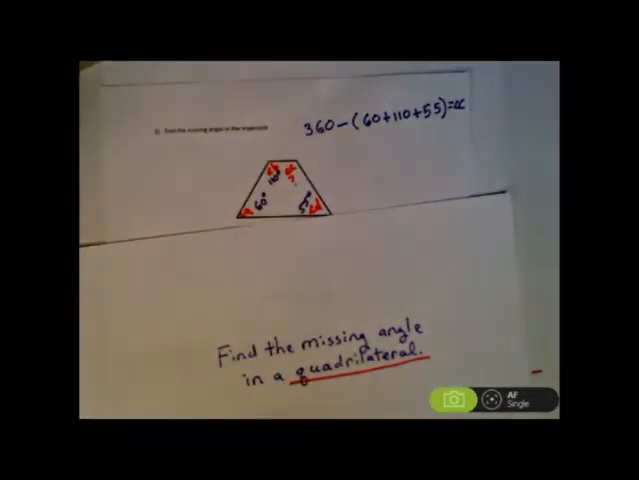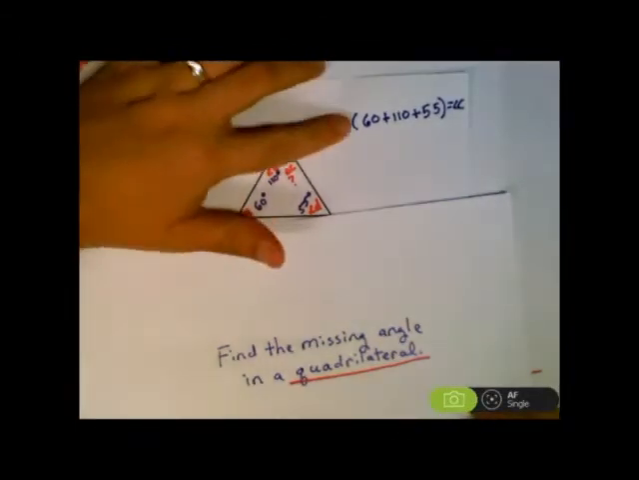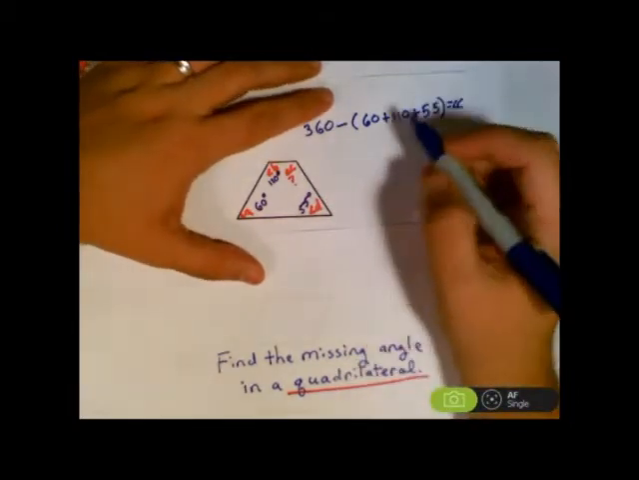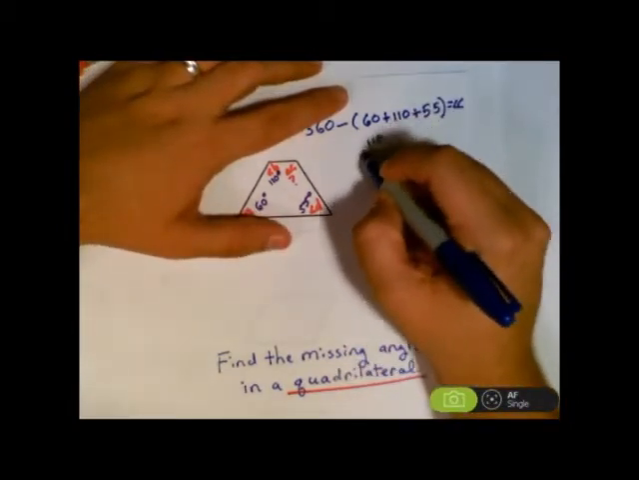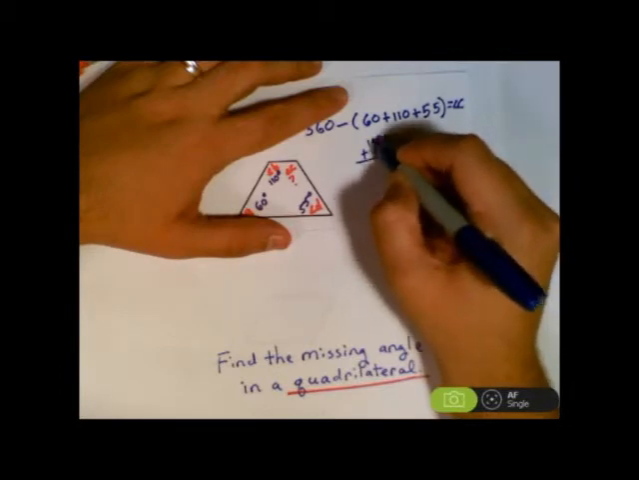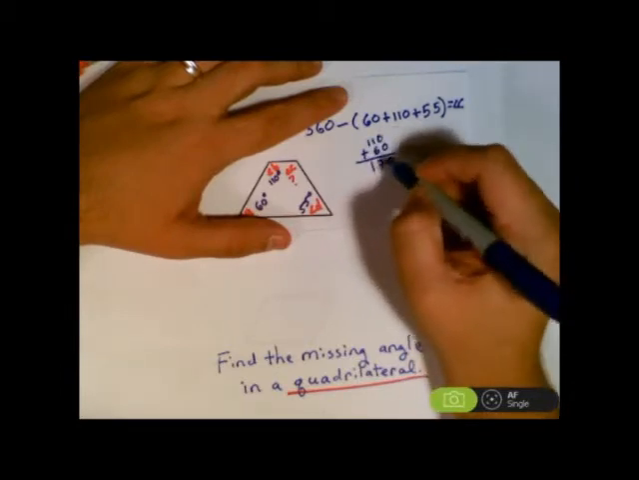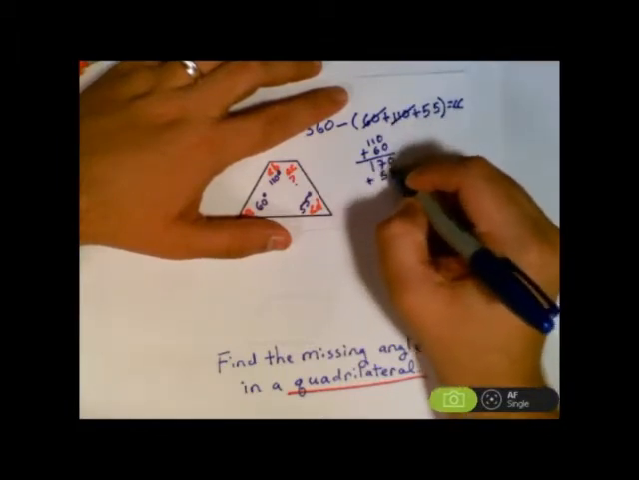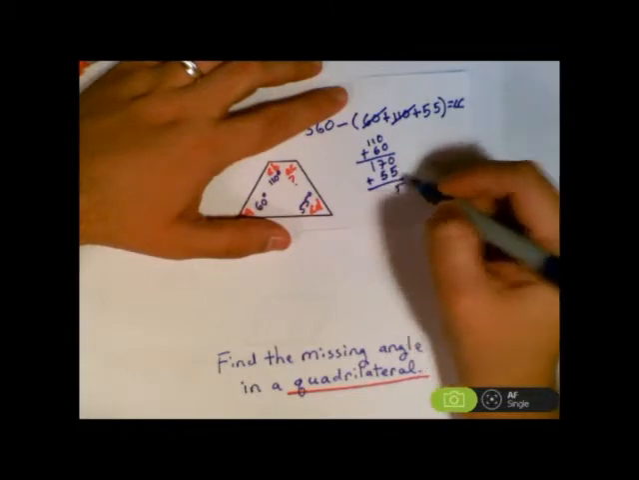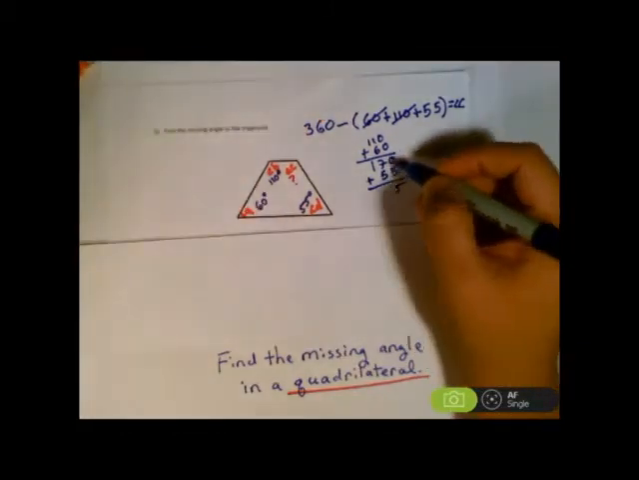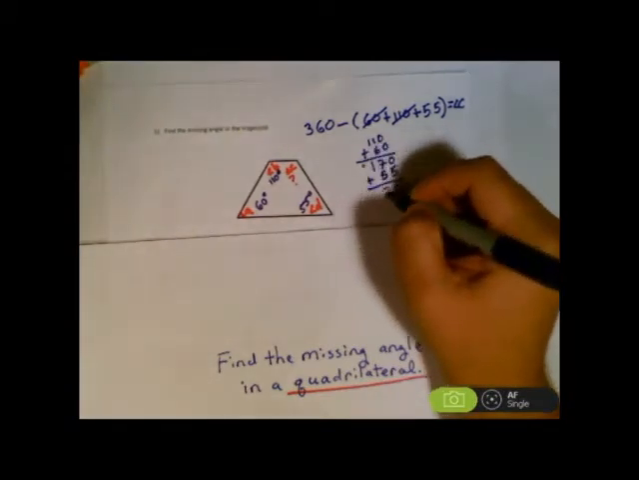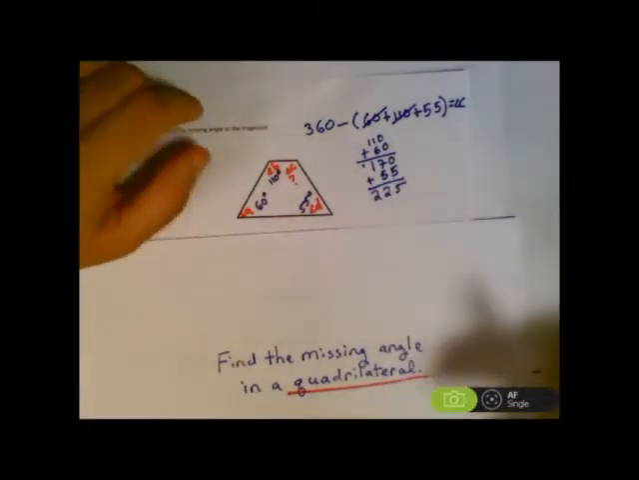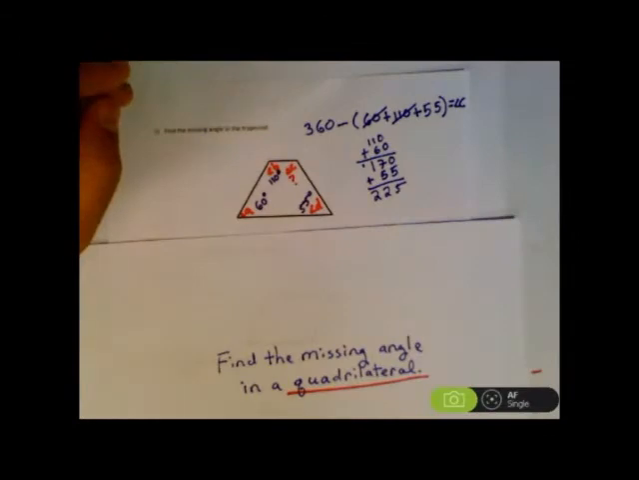So let's go ahead and add up all the angles that we do know. Not the 360 part, but the angles that we have here in the trapezoid. So 110 plus 60 is 170. We added these two already. Now we're going to add the 55. 5 plus 0 is 5, 7 plus 5 is 12, so we have 225. So we know that all of this is going to equal 225.